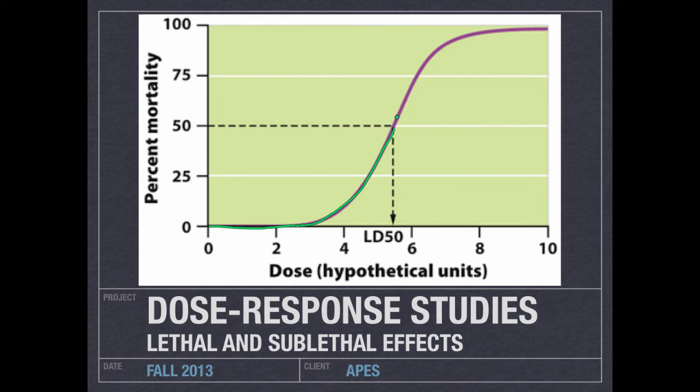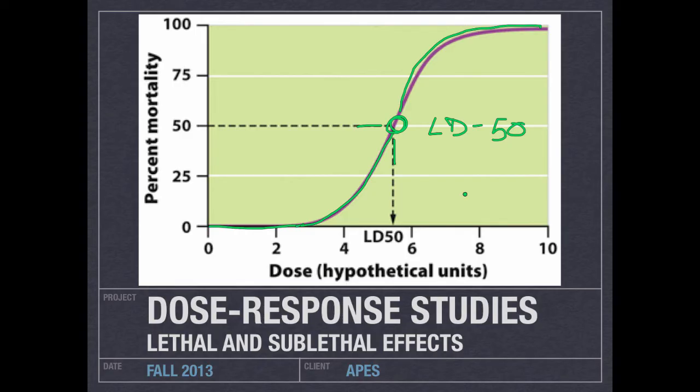When you get right here, this is called the LD50. This is the point at which 50% of the organisms die. Lethal dose 50, meaning 50%. So a lot of chemicals will be tested for their LD50. What is the dose of that chemical that kills off 50% of the organisms? And then once you pass the LD50, organisms die off very rapidly until you get to 100% mortality.